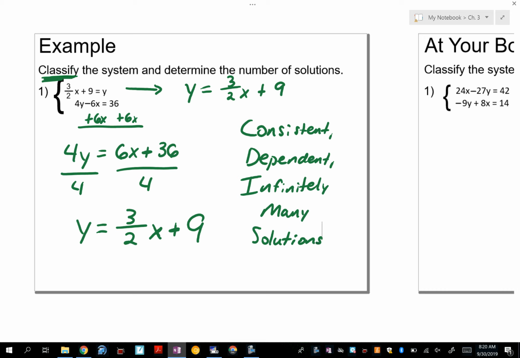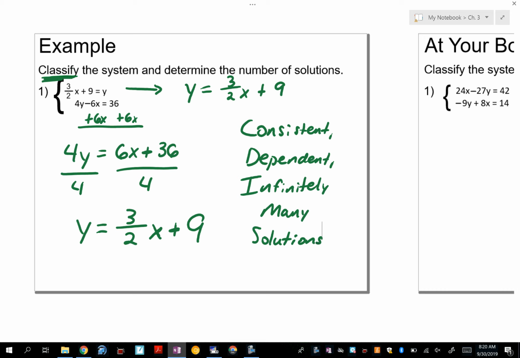Yes, that's why I put commas. So you're saying the system is consistent because there is a solution, and you're saying it's dependent because there's more than one solution. How many solutions does it have, you ask? It has infinitely many solutions. So it's all one thing. It all has to be there.